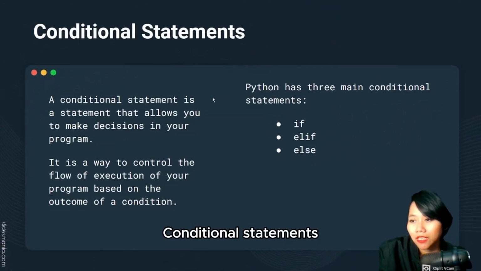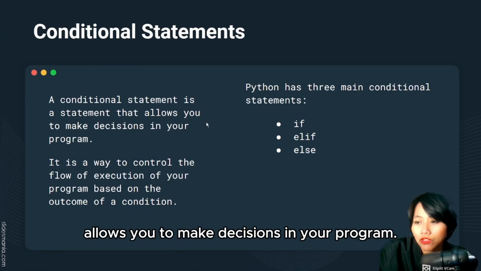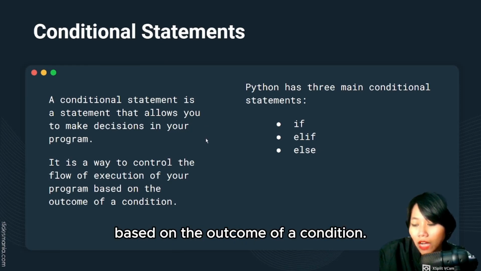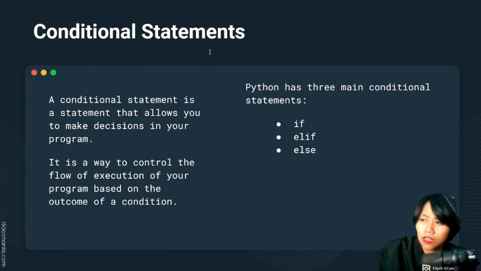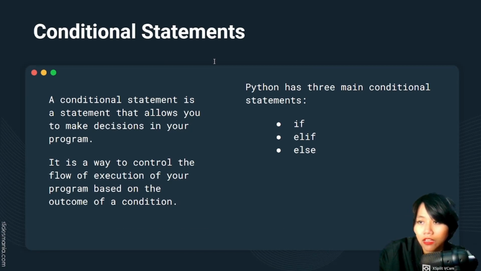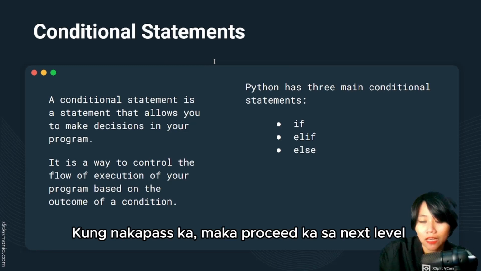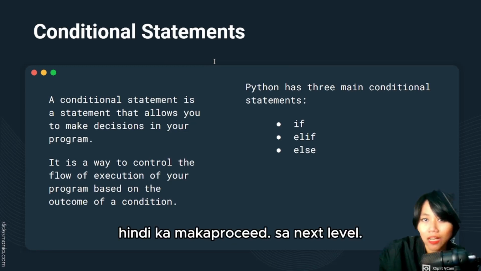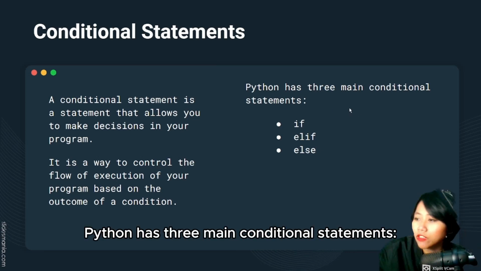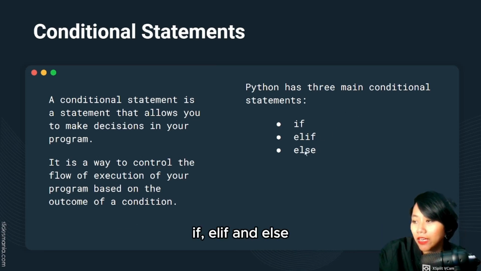Conditional statements. A conditional statement is a statement that allows you to make decisions in your program. It is a way to control the flow of execution of your program based on the outcome of a condition. Like for example, meron po tayo program na mag-check kung nakapass ka ba sa exam or hindi. Kung nakapass ka, makaproceed ka sa next level. At kung nakafail ka, hindi ka makaproceed sa next level. So ganun po ang example ng conditional statement. Python has three main conditional statements: if, elif, and else.